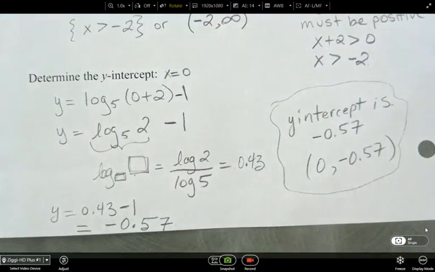All right, so give that a try on your calculator. And then I think there's one more example.